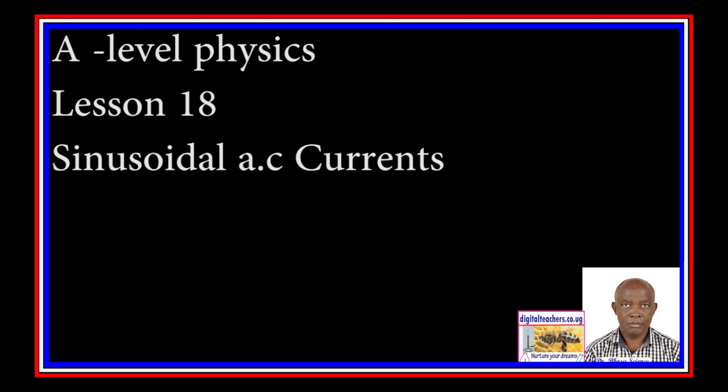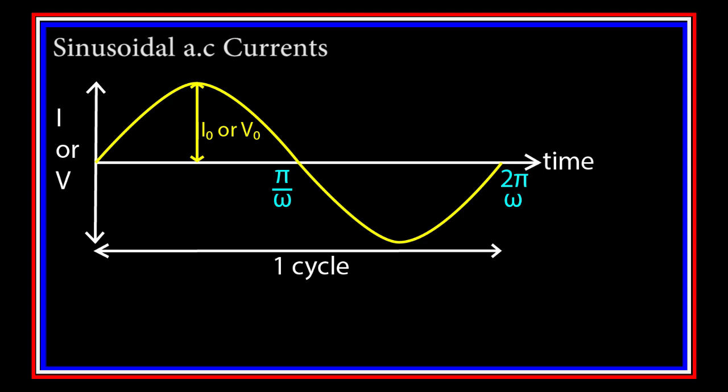Today we are going to study A-level physics, lesson 18, sinusoidal AC currents. A graph of a sinusoidal AC current for one cycle is illustrated below.